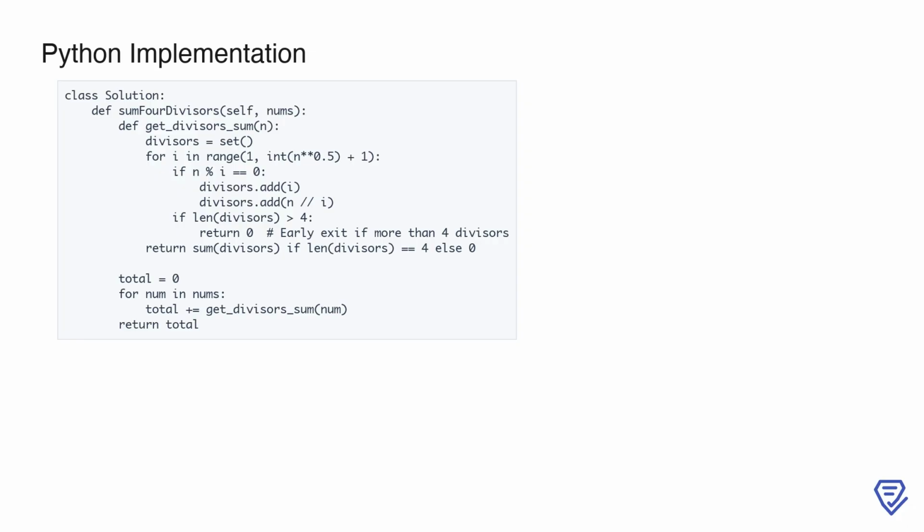2. Use the helper function to process each number in the input list nums. For each number, call get_divisors_sum to compute the sum of divisors if the number has exactly 4 divisors. The result is added to the total sum. 3. Finally, return the total sum of all valid divisor sums. The algorithm is efficient due to the square root iteration for divisor checks and the early exit condition when more than 4 divisors are detected. This ensures the solution handles larger input sizes within reasonable time limits.